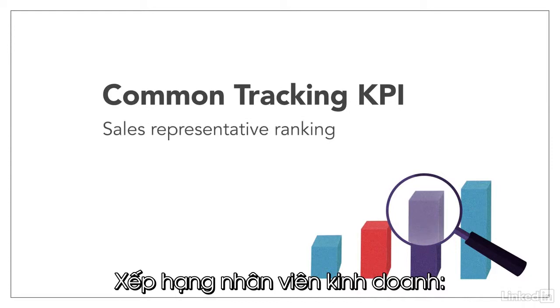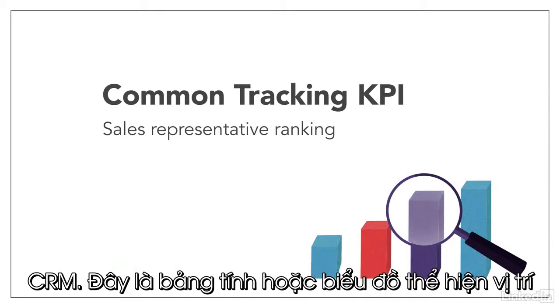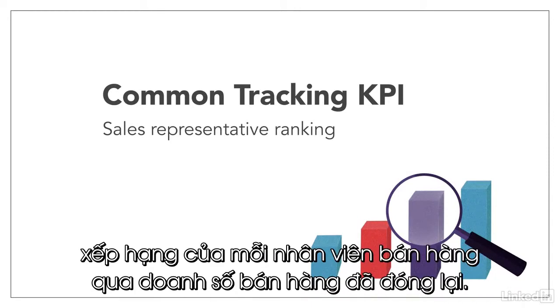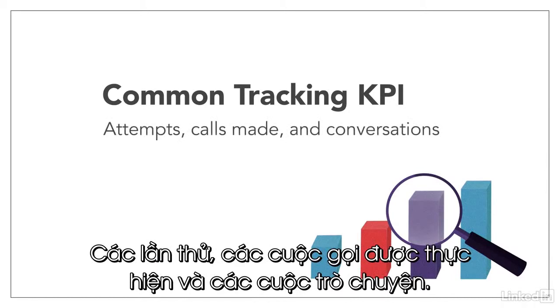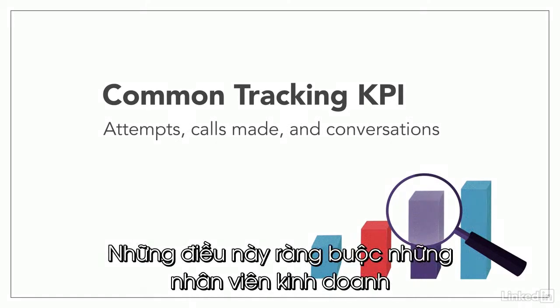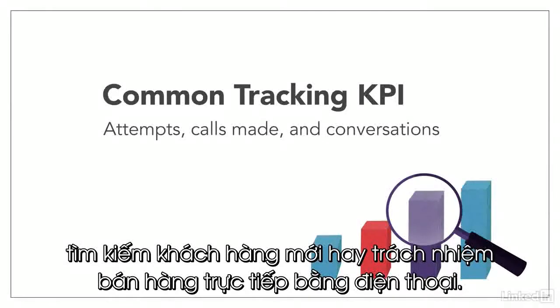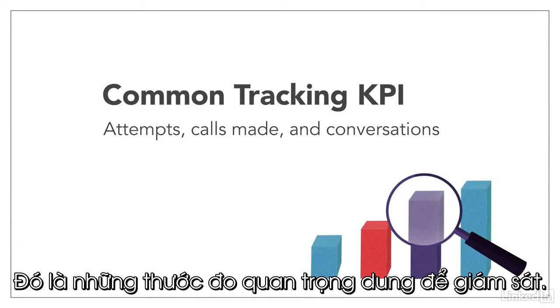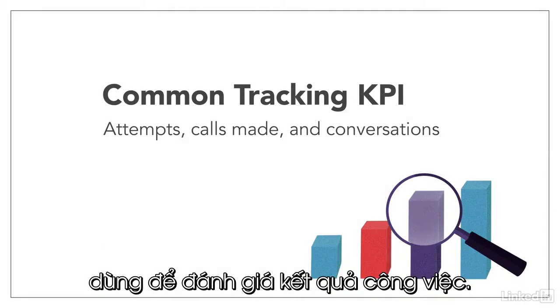Sales representative ranking. This has been used for years, well before CRMs. It's a spreadsheet or a chart showing where each salesperson ranks by closed sales. However, today, more fields can be added. Attempts, calls made, conversations. These tie to those salespeople with cold calling, prospecting, or telephone direct sales responsibilities and are important metrics to monitor. There are so many metrics that can be extracted and tracked from your CRM or other account system used for performance measurement.